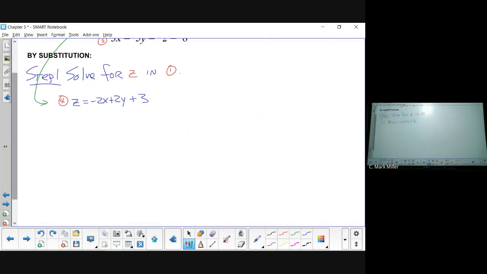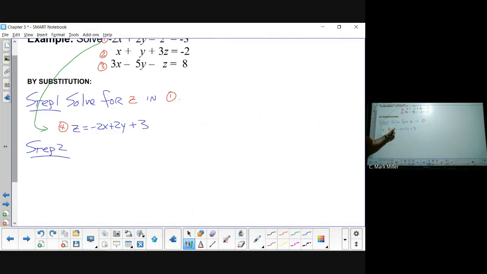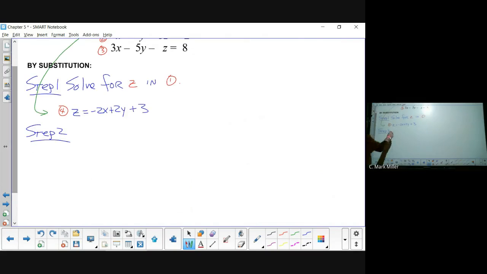What are we going to do with that? Step 2. Now, notice that 4 came from equation 1. Ergo, we are going to plug 4 into equations 2 and 3. Now, plug means substitute.